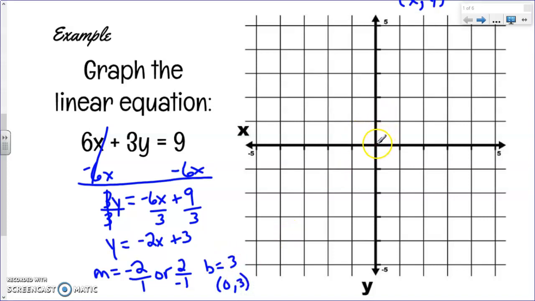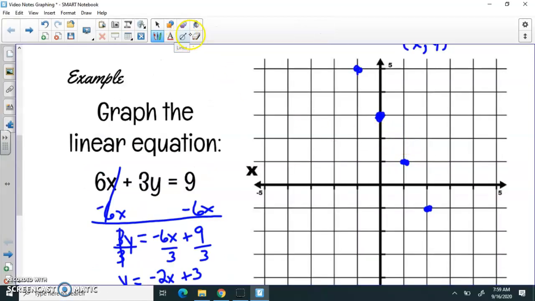So here I am at 0. I'm not going left or right because x is 0. I'm just going up 3. That's going to be my starting point. This is the y-axis. The y-intercept will always lie on the y-axis. Okay, negative 2 over 1, that would be down 2, right 1. And then 2 over 1 could be up 2, left 1. Now I can't go up anymore, but if I wanted a few more points, I could go down 2 again and right 1. Okay, so let's grab a line up here.